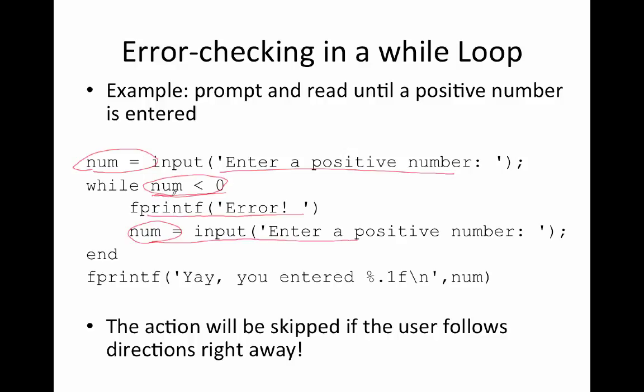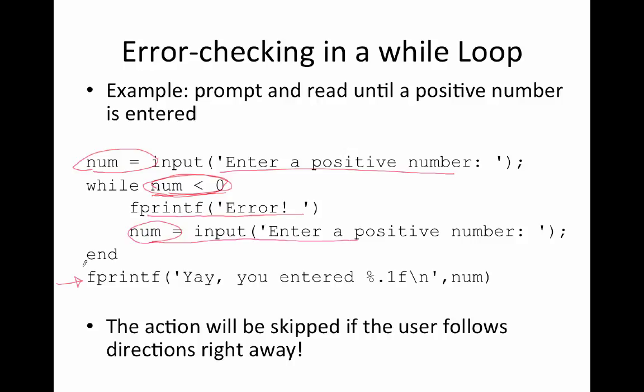So as long as num is less than 0, as long as num is negative, then we're going to keep printing error and prompting the user again for a positive number. Once the user finally types in a positive number, that will make this expression false. So that'll get us out of the loop and down to the next statement, where all we're going to do is just echo print. Yay, you entered, and then whatever the positive number was.